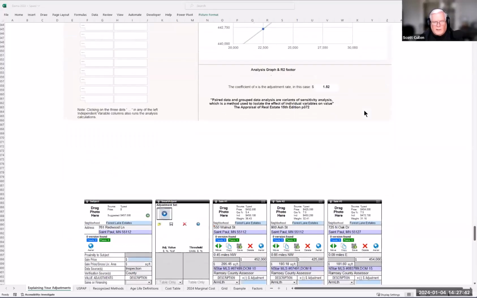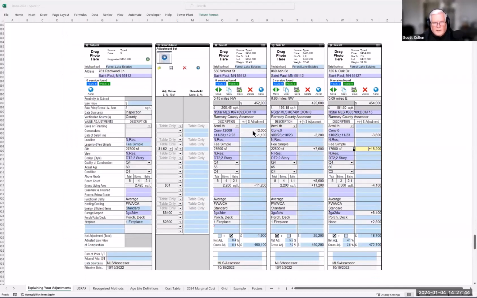So now we've got our cash equivalency adjustment and our market change adjustment. And now we've entered, I'm using Solomon here, I'm using total, $1.52 per foot. So there's no adjustment here. There's a $7,600 adjustment here. And using that same rate, I've got 15.2 over here.